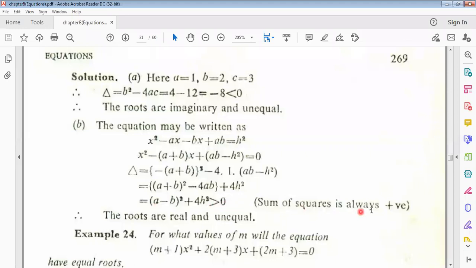The sum of the squares is always positive. Now the discriminant is greater than 0, so the roots are real and unequal. That means the first condition.